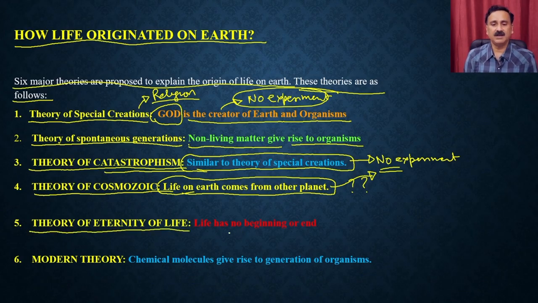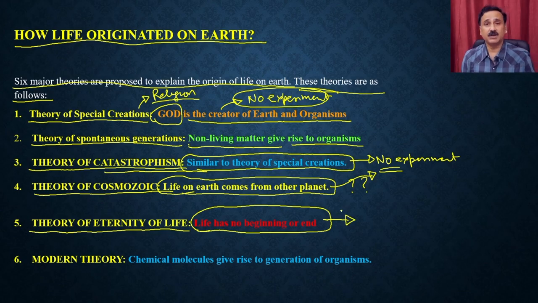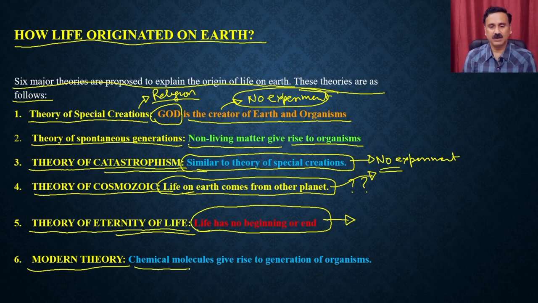Then we have the theory of eternity. The theory of eternity says life has no beginning or end, which means life is a continuous process. It cannot be destroyed and it cannot be originated. So why are we raising the question of how life originated on the earth? The theory of eternity of life is completely non-experimental and non-scientific.